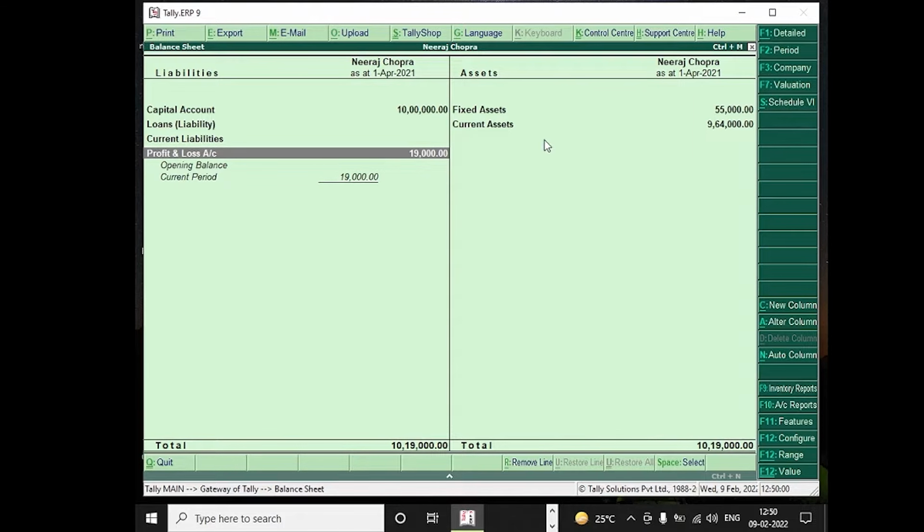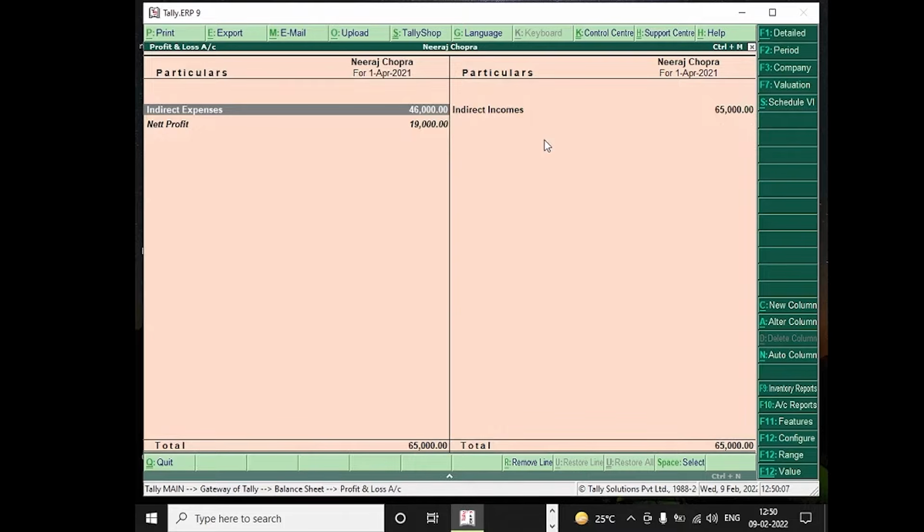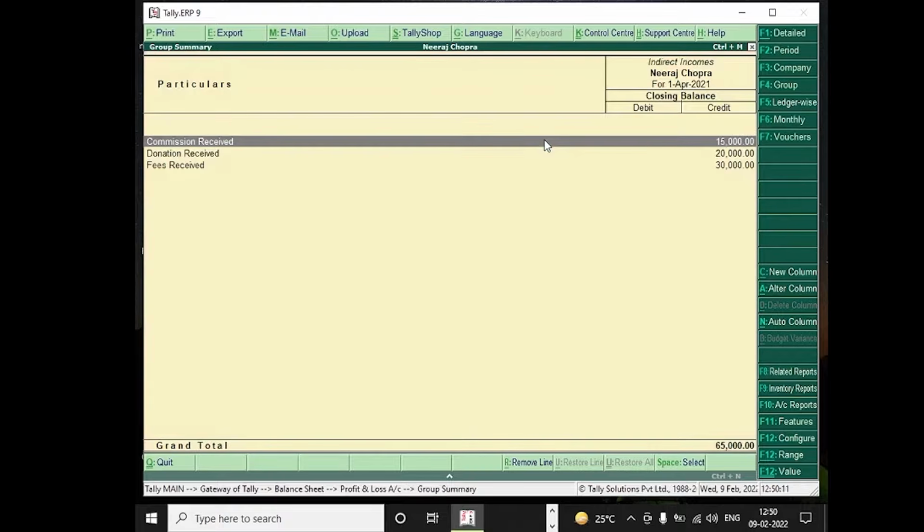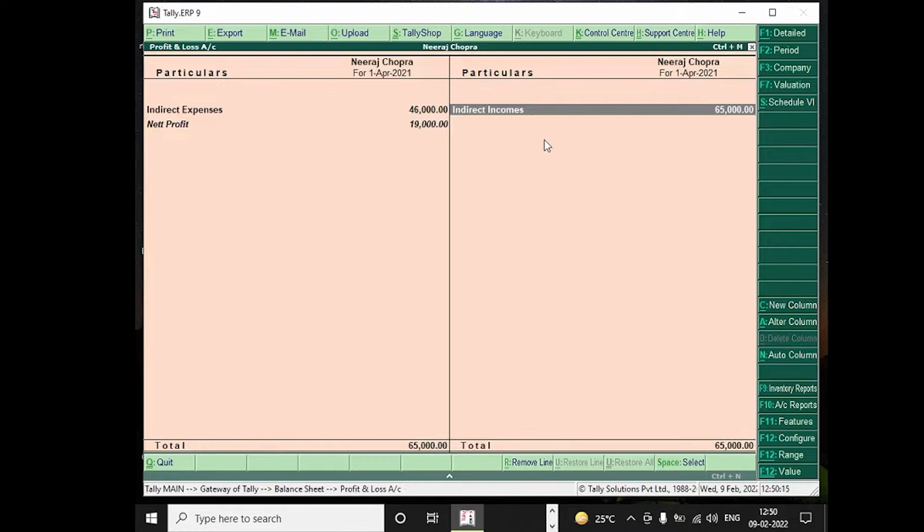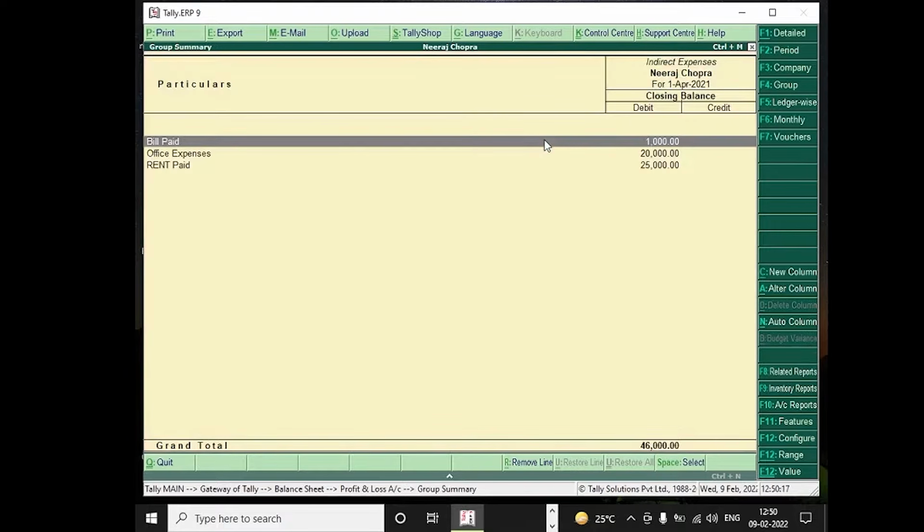So if the profit and loss account comes under assets, it is considered as net loss. In the profit and loss account, here net profit is 19,000, and you can also see indirect incomes: commission received, donation received, and fees received; and indirect expenses: bill paid, office expenses, and rent paid.